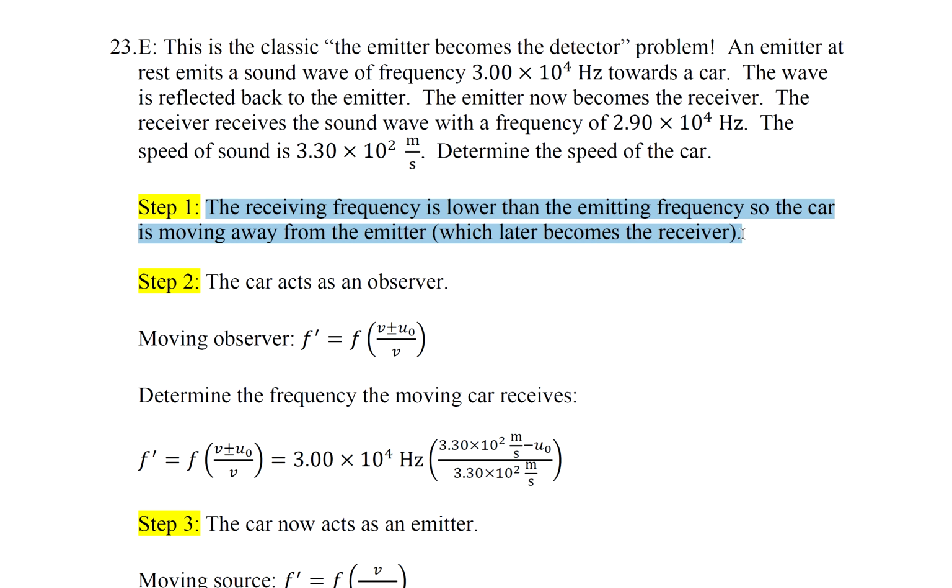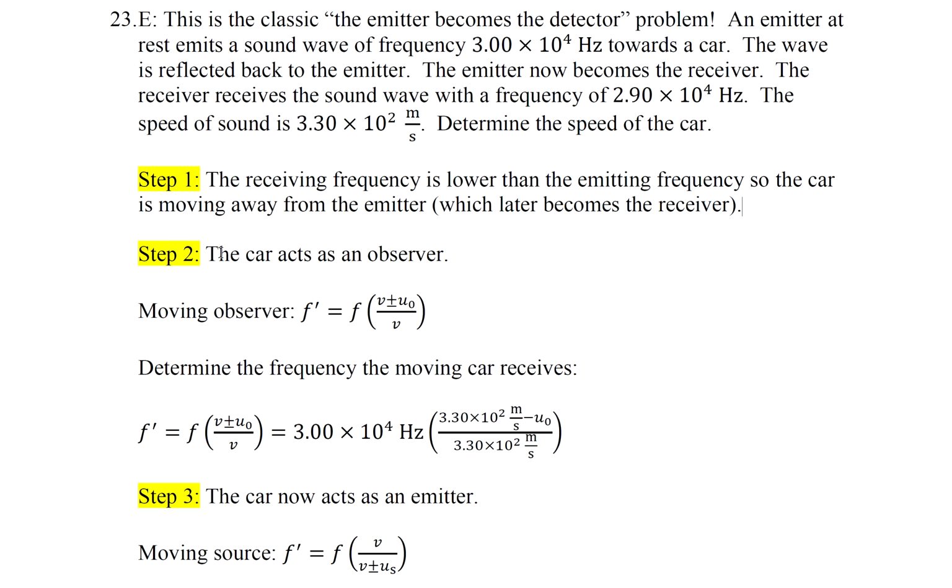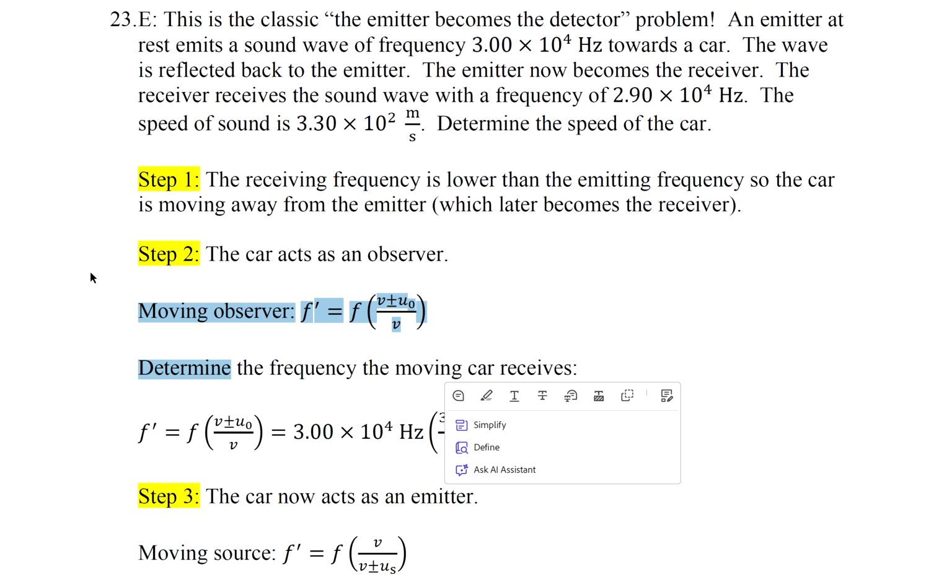So let's understand what's going on. Maybe drawing a picture is best. The receiving frequency is lower than the emitting frequency, so the car is moving away from the emitter. The car acts as an observer. Meaning first the car gets the wave, then it's going to emit the wave. So it's the moving observer.